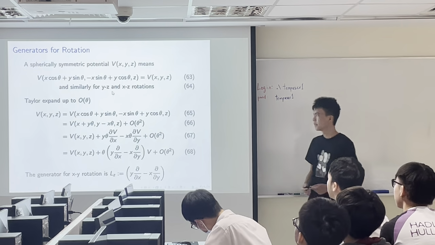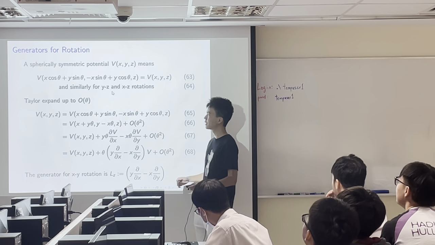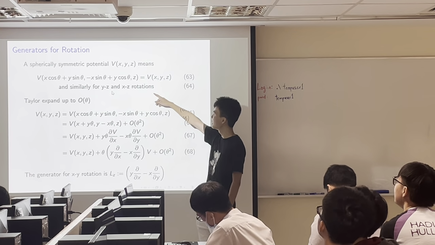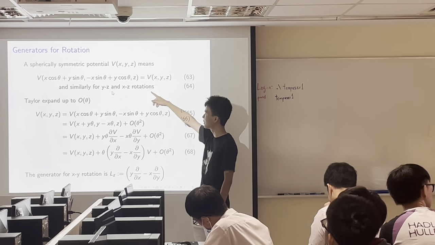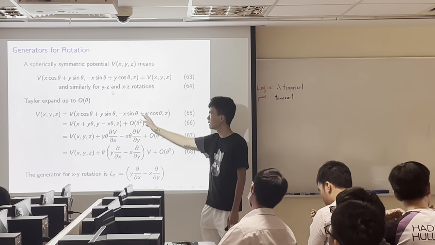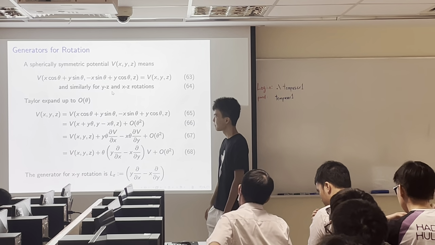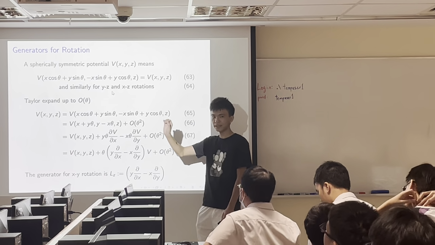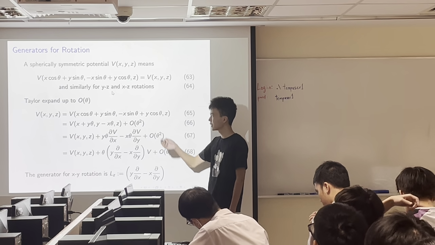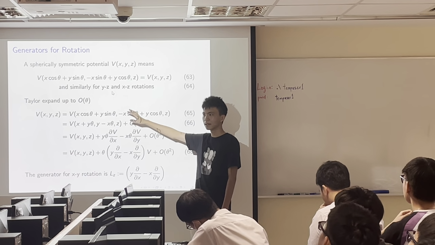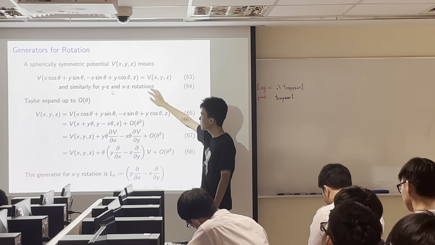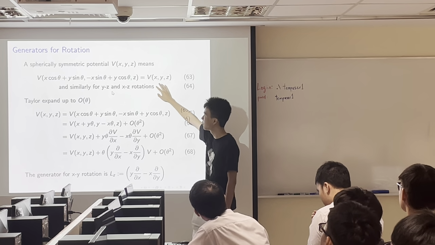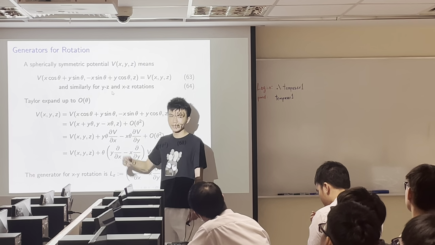So that's a bit of fun with rotation, right? Rotational symmetry of a scalar field will imply this. Likewise, this is for x, y rotations, but you can have it for the other two rotations as well. And if you Taylor expand, we take infinitesimal transformations. Just now the parameter that parameterized the translation was a, and we take a to be very small. For this one the parameter is theta, so you take theta to be very small.